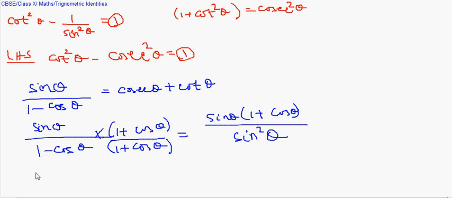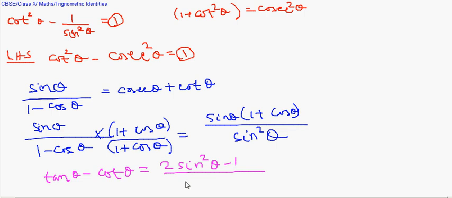I give you, let me just take any question which I think will fit in. The method will remain the same. I suggest that you multiply the numerator and denominator. For the first session I'm giving you simple questions. Okay, this one I can find is tan theta minus cot theta equals 2 sine square theta minus 1 by 2 sine theta cos theta.